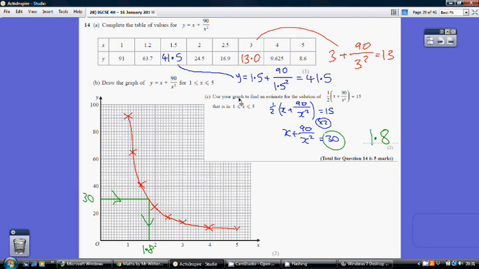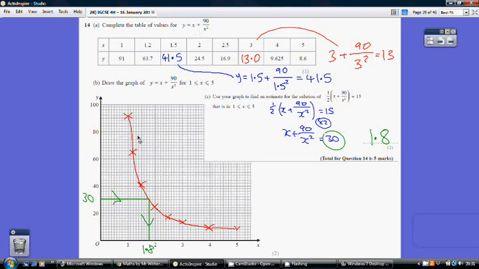Now for part C, I'm being asked to use my graph to find an estimate for this. Now we've just got to go and compare and contrast this to the graph that we've already drawn. We've got y equaling 1 lot of x plus 90 over x squared, not a half of it. So just focusing on the left hand side, we want to line this up with the curve we already have, so I'm going to choose to double both sides, giving me x plus 90 over x squared equaling 30.